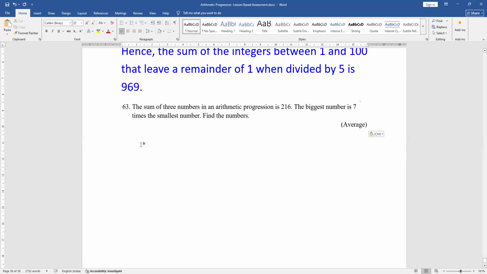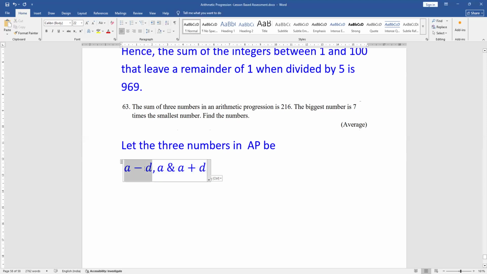Okay, this problem is given. What have they said here? The sum of three numbers in arithmetic progression. Correct? So what I do is I'm going to take the 3 numbers in AP as a minus d, a and a plus d. That is the right way. So when 3 numbers are given, you should take in this format only: a minus d, a and a plus d. Next step, what is given here?